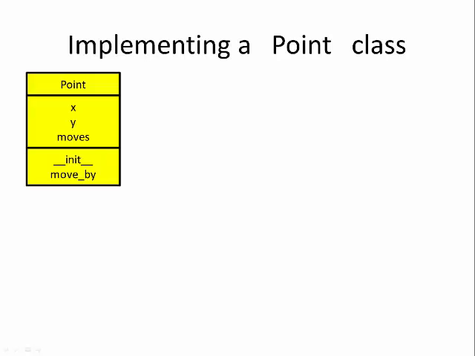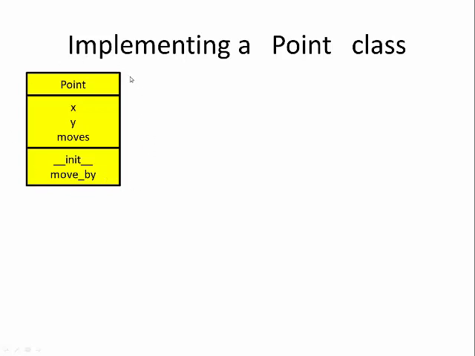In this video, we'll talk about how to implement a class. I'll show you that by walking you through an implementation of a very bare bones point class, a class whose name is point, has an x and a y for its two coordinates. We'll keep track of the number of times the point moves. That's what this variable is going to do. And then it'll have what's called a constructor and a move by method.